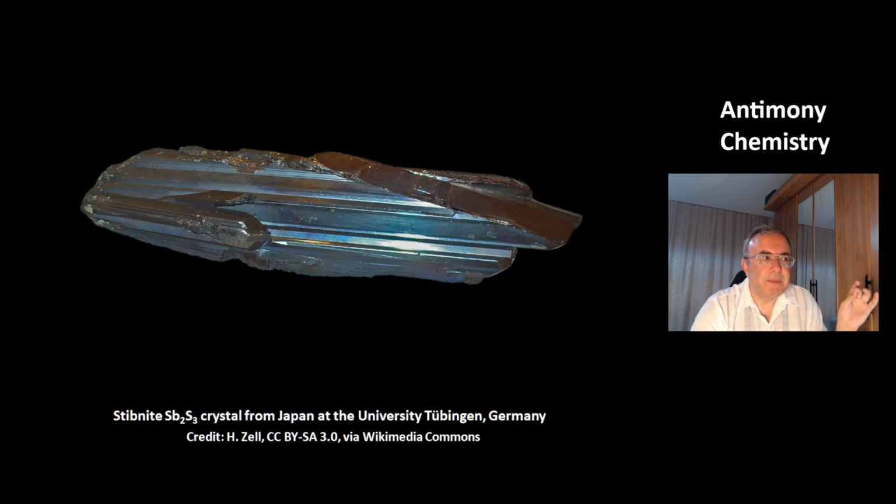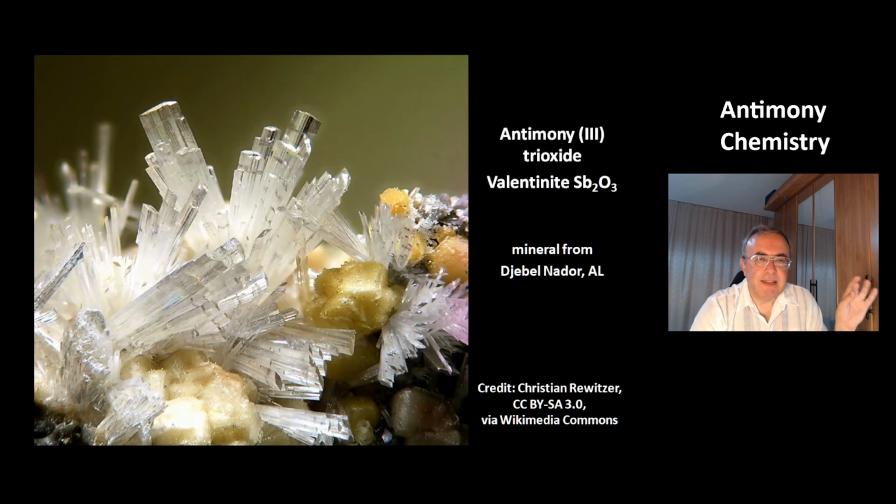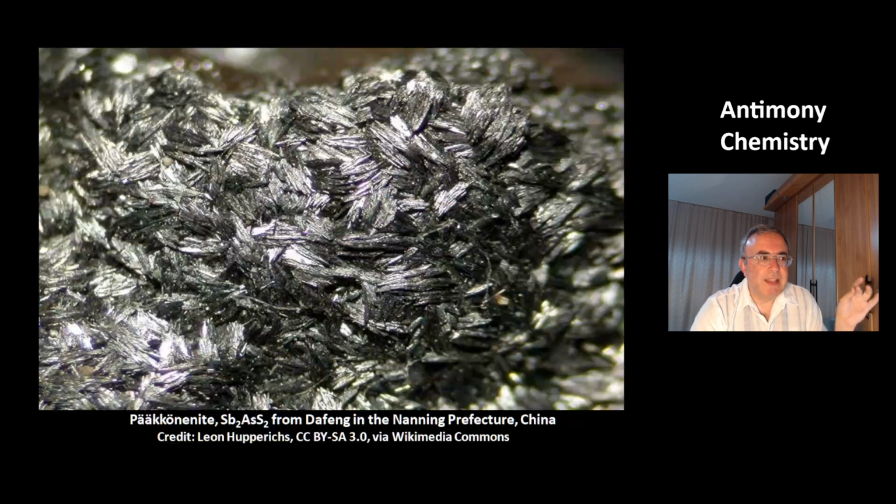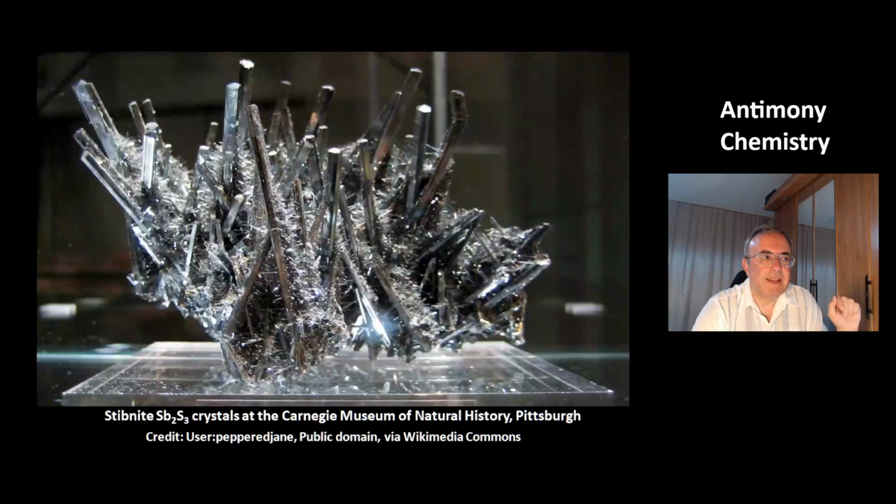This is stibnite, an antimony sulfide crystal from Japan at the University Tübingen in Germany. This is antimony trioxide, which is also called valentinite, Sb2O3, a mineral from Jebel Nador in Algeria. And this is pecunite, antimony arsenic sulfide from Dafeng in the Nanning prefecture in China. And these are stibnite crystals, Sb2S3, at the Carnegie Museum of Natural History in Pittsburgh, USA.